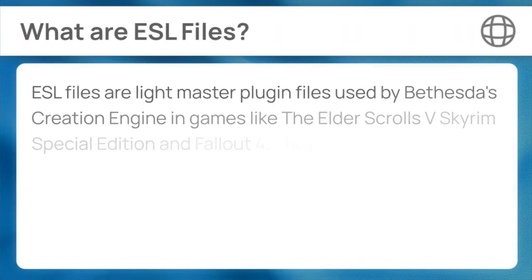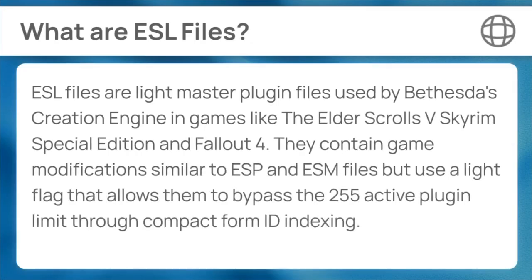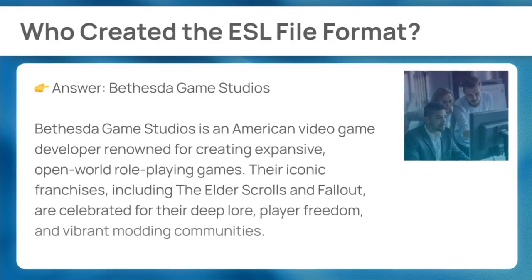ESL files are Lightmaster plugin files used by Bethesda's Creation Engine in games like The Elder Scrolls 5: Skyrim Special Edition and Fallout 4. They contain game modifications similar to ESP and ESM files, but use a light flag that allows them to bypass the 255 active plugin limit through compact form ID indexing.